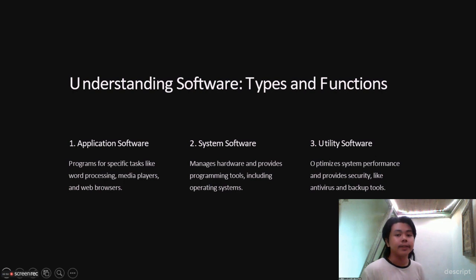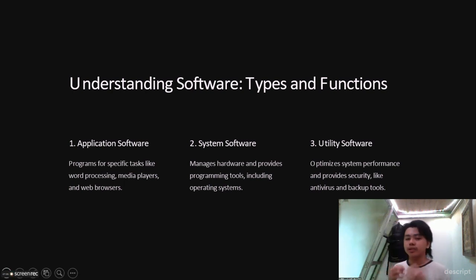Understanding software, types and functions. First, application software. These are programs for specific tasks, like word processing, media players, and web browsers. I will explain three of them.